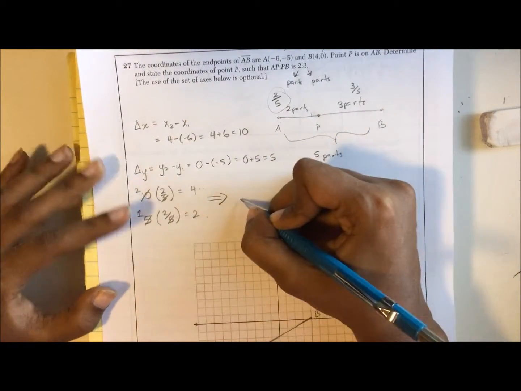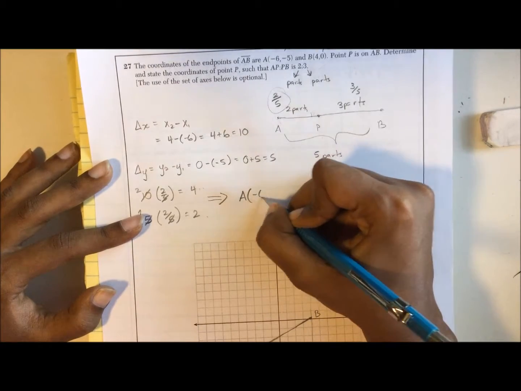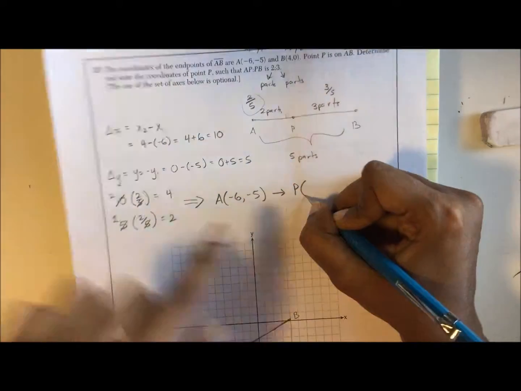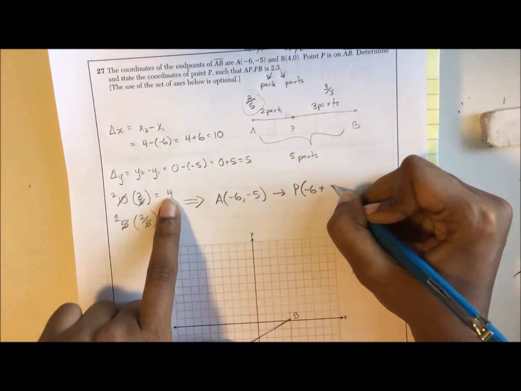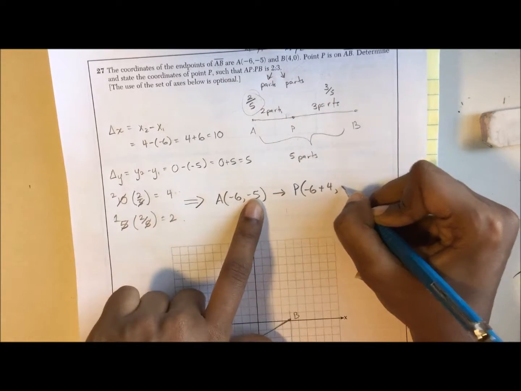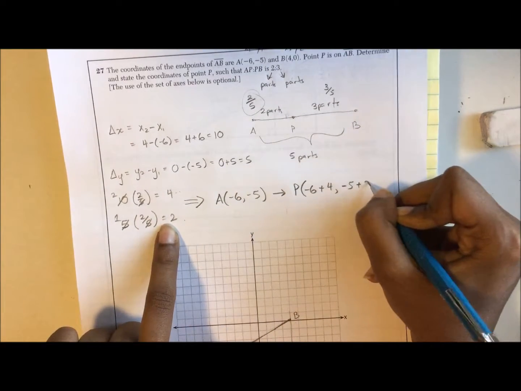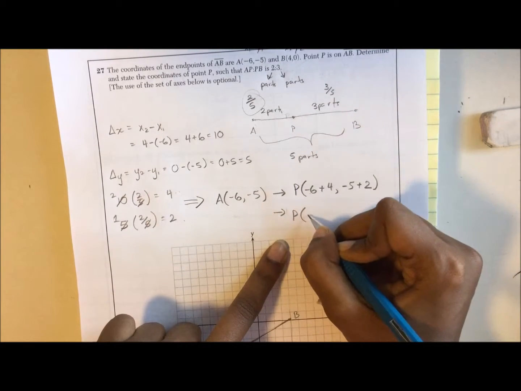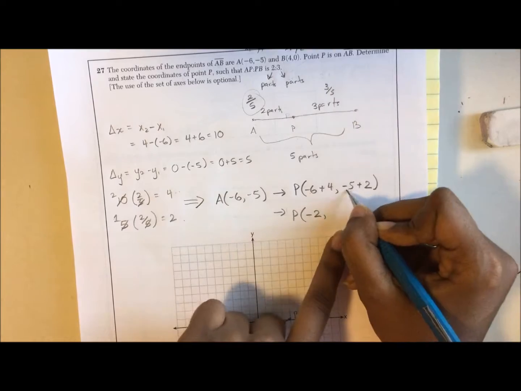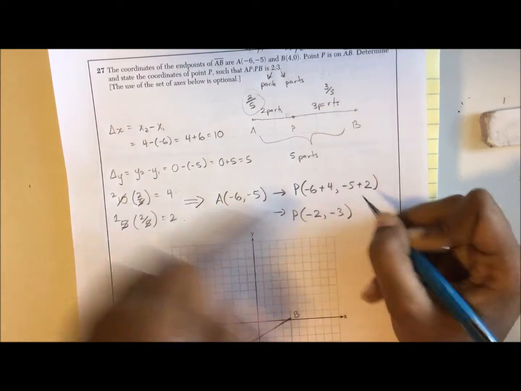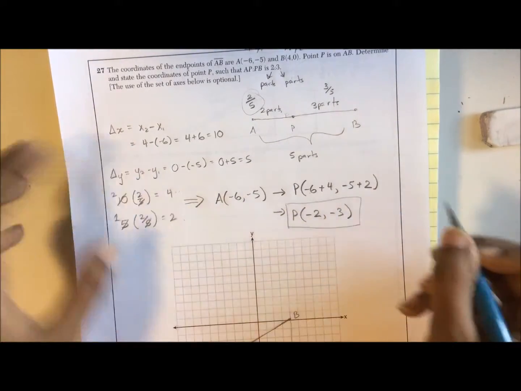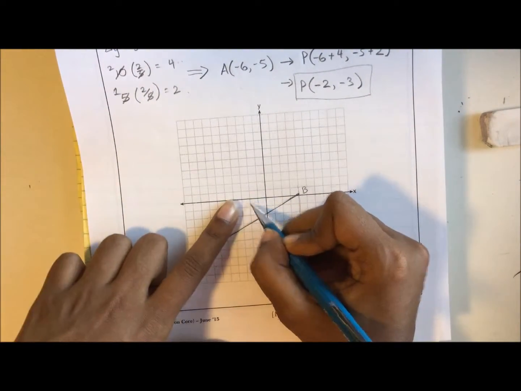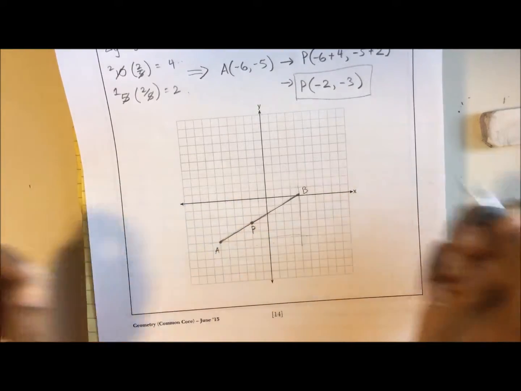So this all becomes the following. Point A is (-6, -5). If we want to find out what point P is going to look like, we're going to do -6 plus that horizontal change, 4, and -5 plus that vertical change, 2. We're going to end up with P. -6 plus 4 is -2. -5 plus 2 is -3. And we found our location for point P. We can graph it if we need to. (-2, -3) is going to be right here. And that's where point P is.